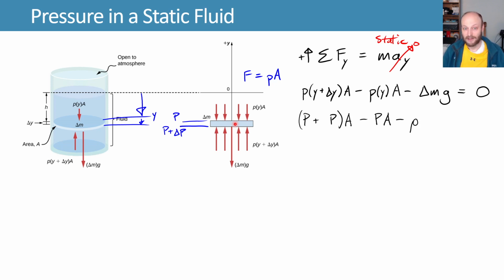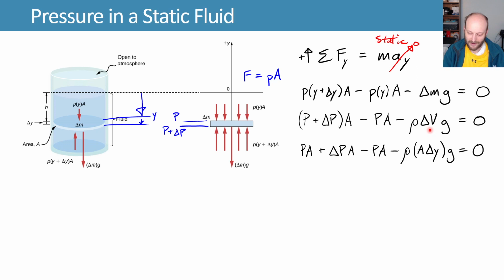We can then rewrite this and say that this pressure at some depth y is that pressure P. And this pressure at some depth y plus delta y is this P plus delta P. So this here was a functional relationship, where pressure as a function of y plus delta y, and here we've replaced it with pressure plus some additional change in pressure. Here we've taken our delta m and said mass is density times volume, so delta m is equal to density times delta volume.